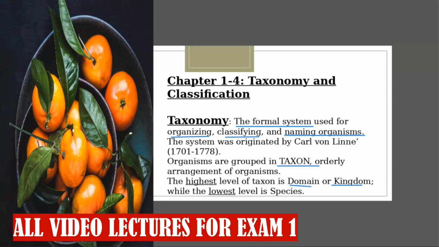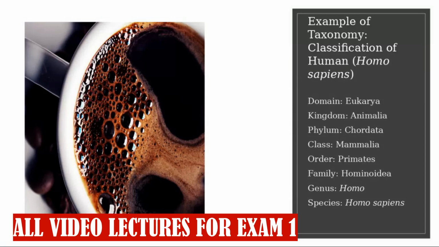The lowest level of taxa will be species. A species is only a group of one type of organism. For example, human. So human is a species. We will use human as an example of taxonomy. So the classification of humans will be like this.